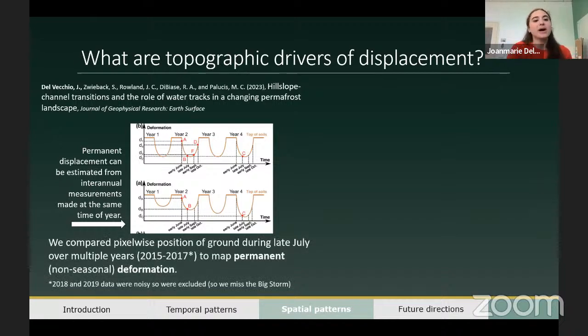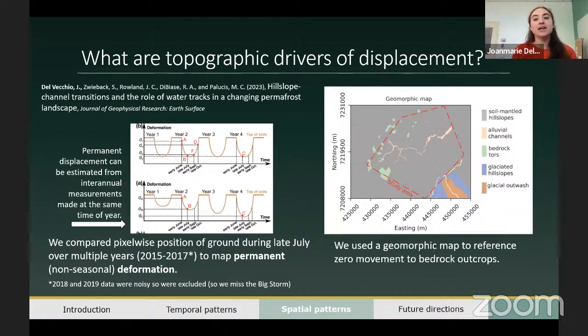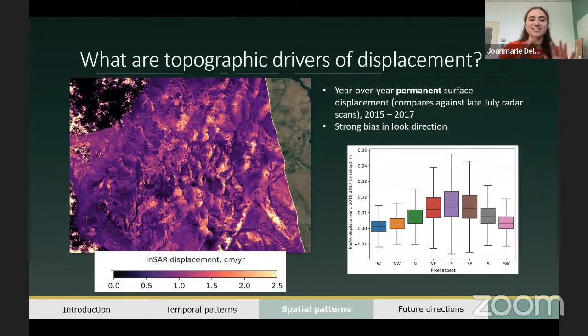So we compared pixel-wise position of the ground during late July, hopefully thinking that all of our subsidence may have happened by that time, so that our signal would purely be permanent erosion. I made a little geomorphic map of the area, and Simon was very clever. Where I mapped bedrock tors outcropping, he used those as reference points for zero displacement. And so we've got a little bit of ground truthing as well for some of the displacements you're going to see on this map that he made, this beautiful map of displacement that you can see here.